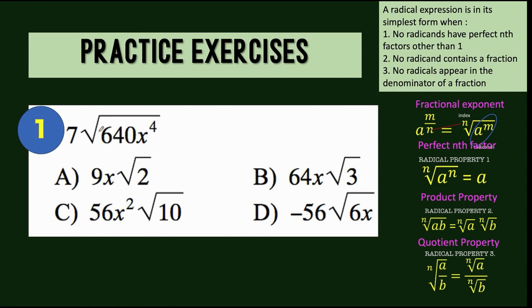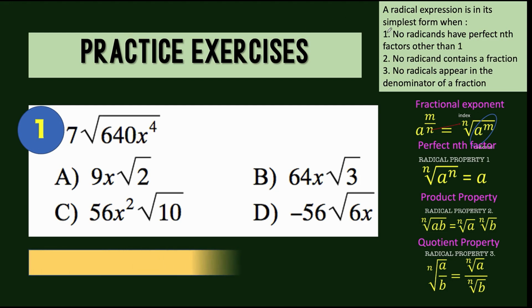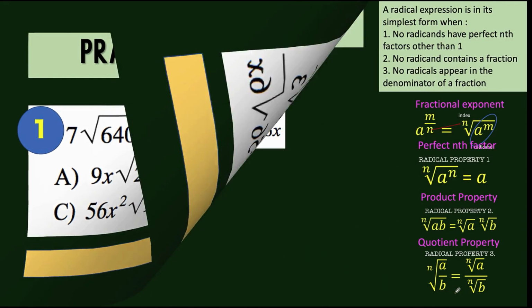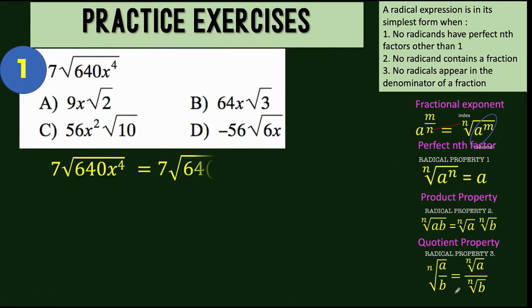So simplify 7 times the square root of 640x to the fourth. How are we going to simplify this? You are going to make sure that these 3 tests are met, and you can apply these different properties of radicals. So let's solve this together. Let's note that 640 can be written as 64 times 10. Why 64? Because 64 is a perfect square, meaning we can get its square root.